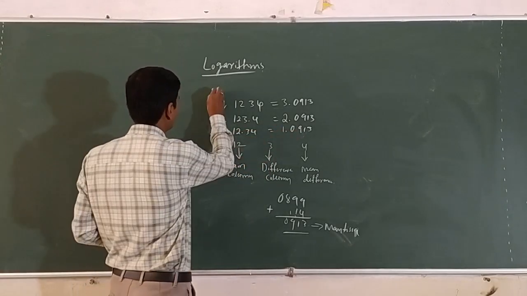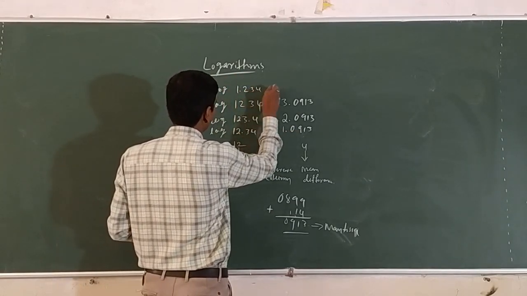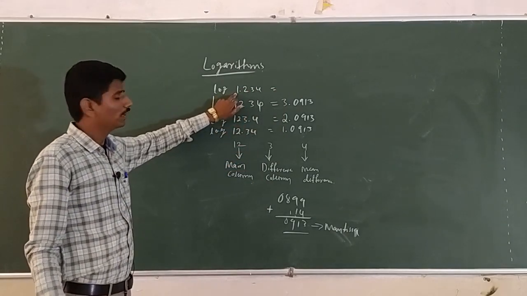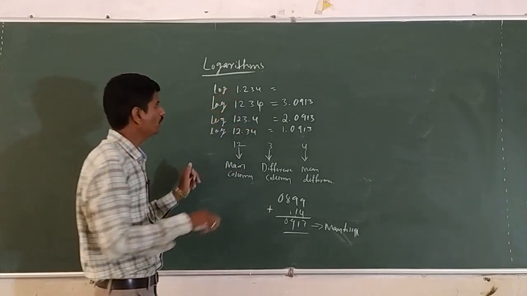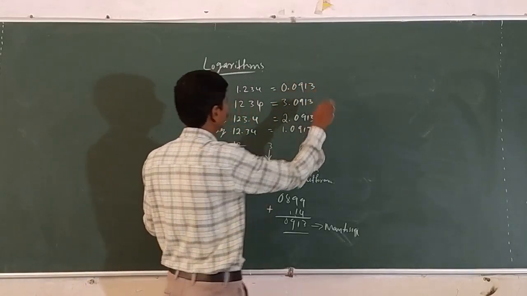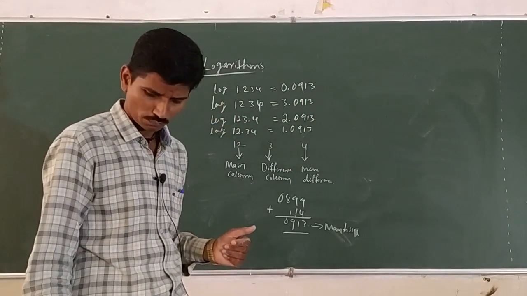Again, find the log of 1.234. Here there is only 1 digit, so 1 minus 1 is 0, and the answer is 0.0913. These are the logarithms. Got it? Okay, one more example.